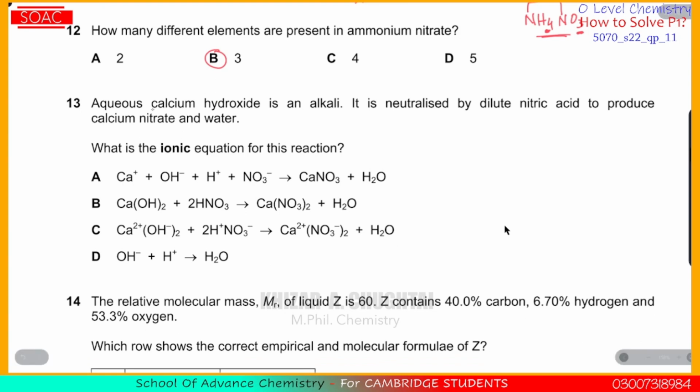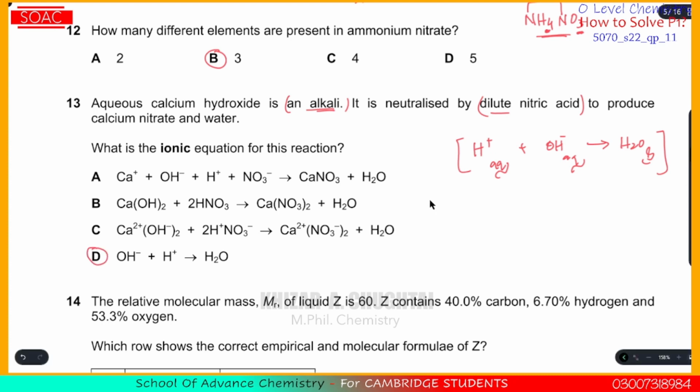Question number 13, aqueous calcium hydroxide is an alkali. It is neutralized by dilute nitric acid to produce calcium nitrate and water. What is the ionic equation? Whenever there is a reaction of an alkali and an acid, whenever you are supposed to write the equation for acid and alkali, then the ionic equation is quite similar, the same every time. H+ (aq) plus OH- (aq) goes to H2O (l). This is the common ionic equation for all types of acid alkali reactions, and here it is. D is the correct option.